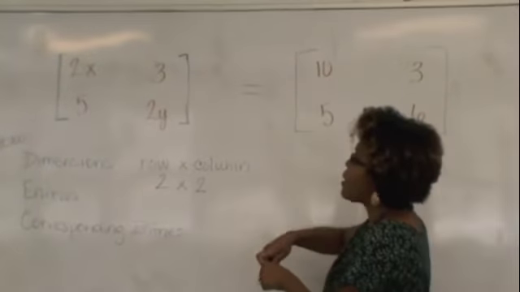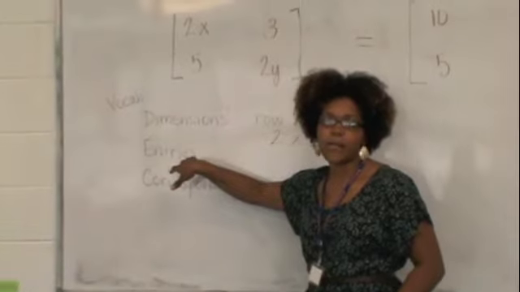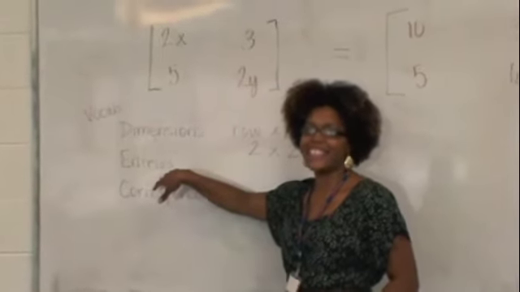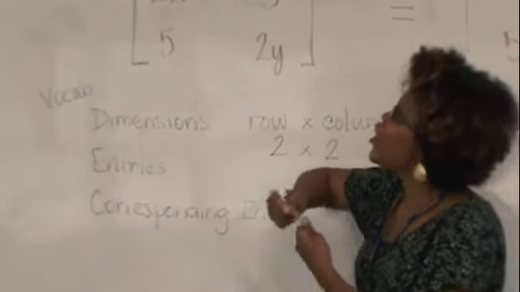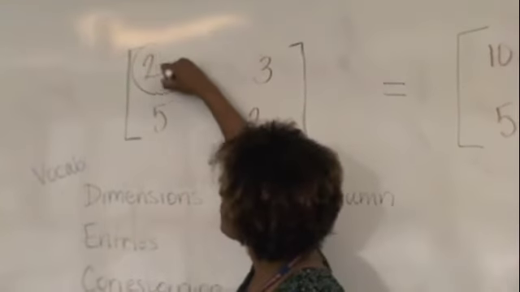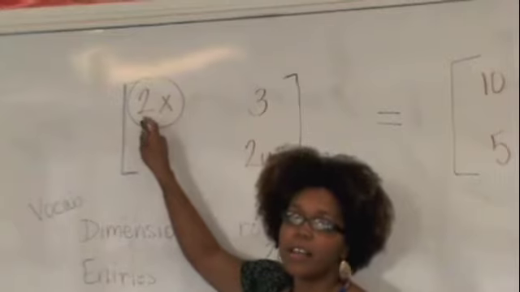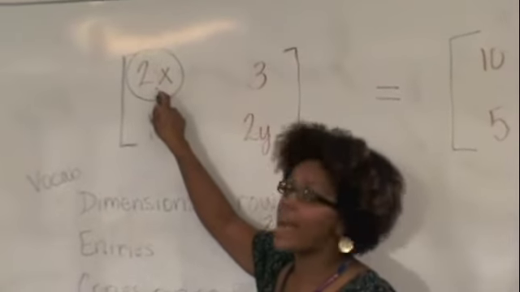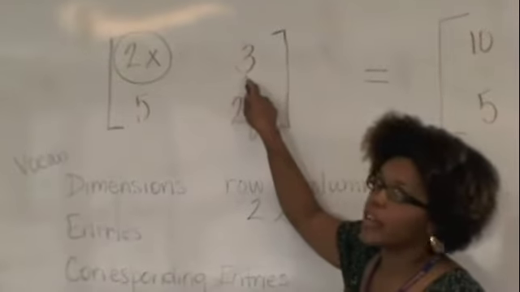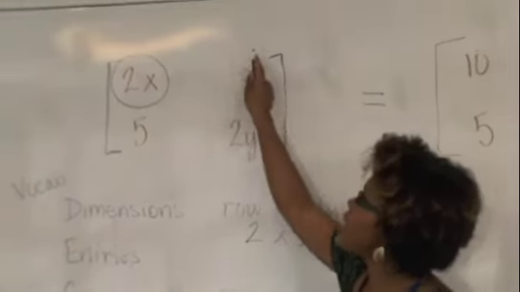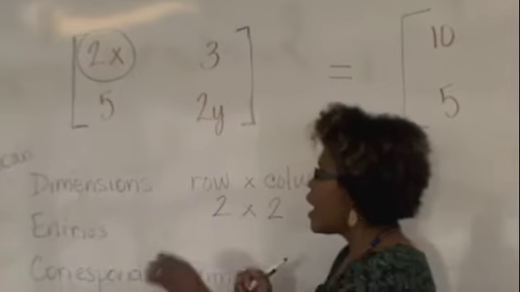So entries was another word we talked about before. Here I have one entry. This is the entry in the first row and first column. This entry is 2x. Here is another entry in the first row, second column, and so on.